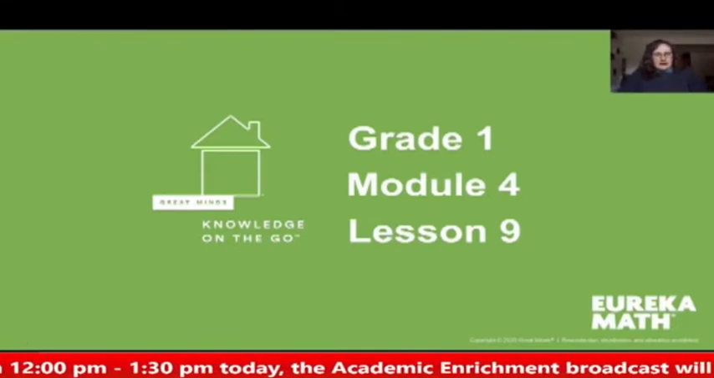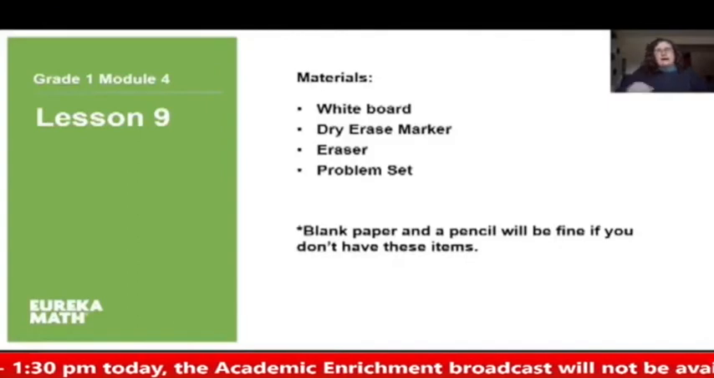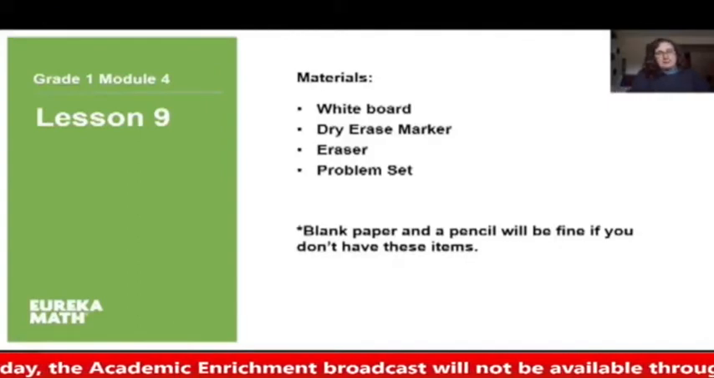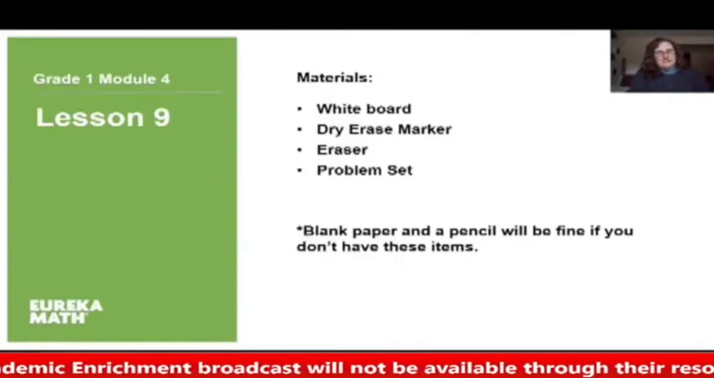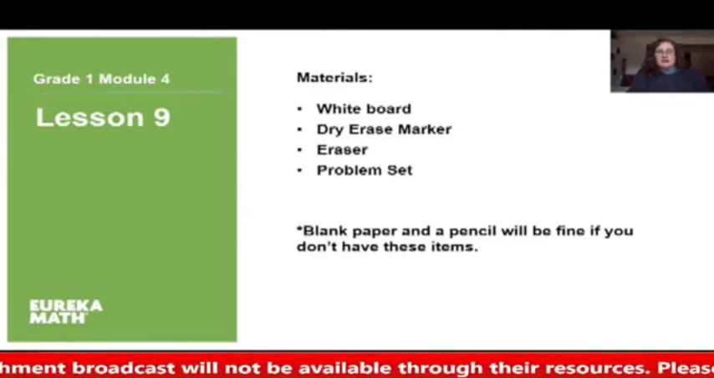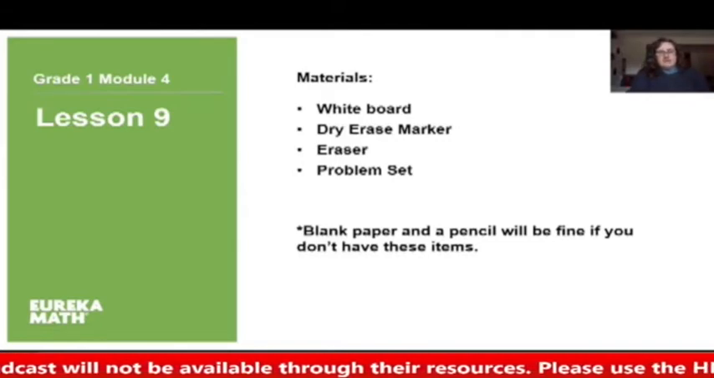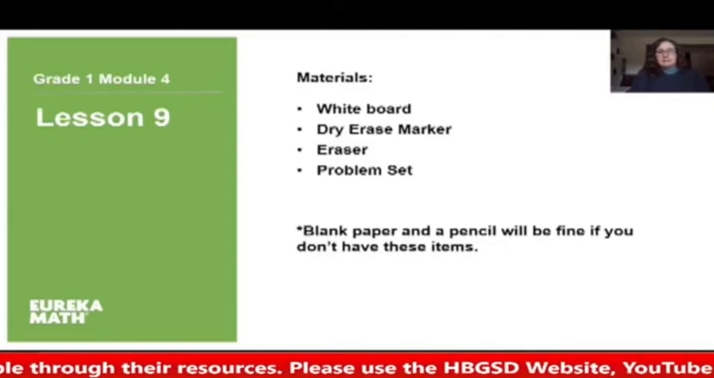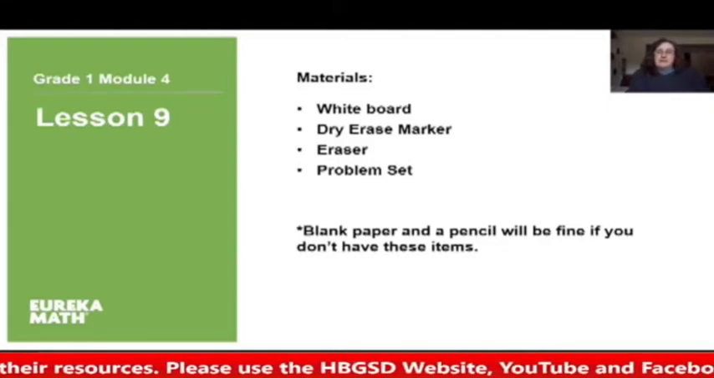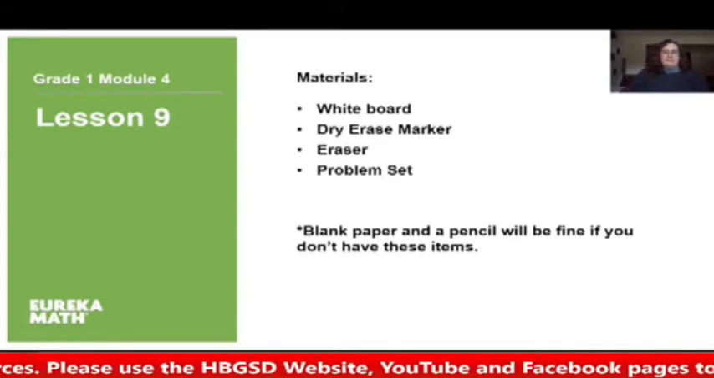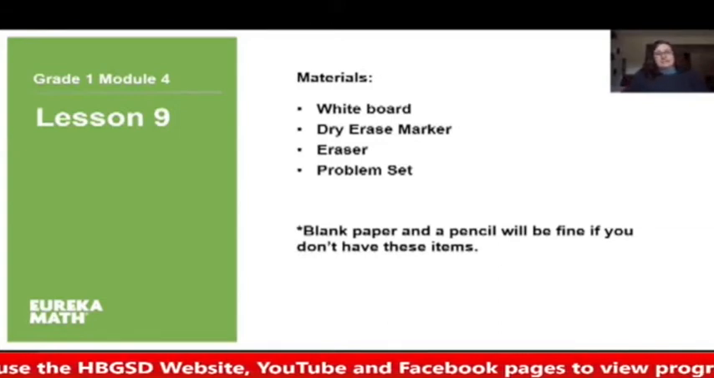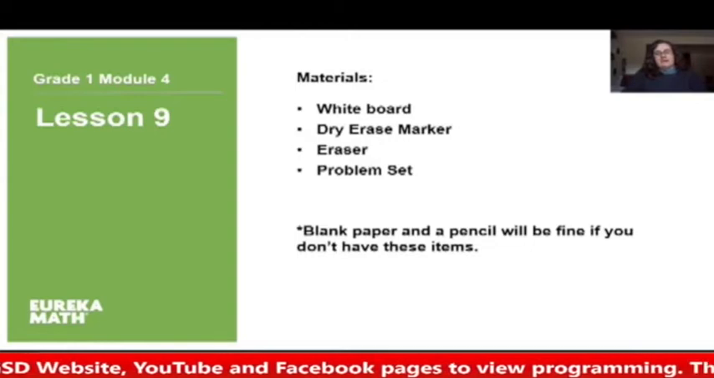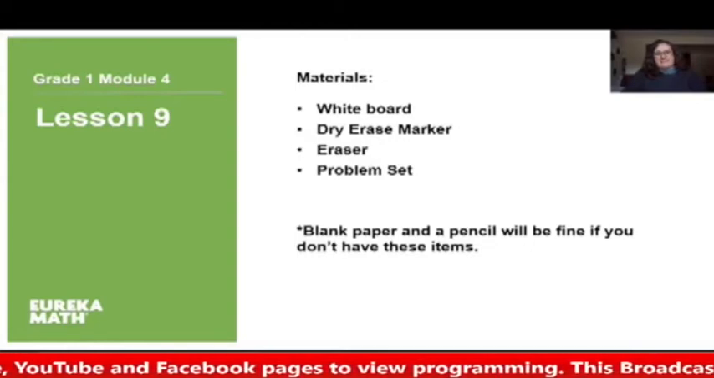We're going to be working on Grade 1, Module 4, Lesson 9. Before we get started, I'm going to ask that you ask a grown-up or by yourself, gather the following materials. You might want a whiteboard and a dry erase marker and an eraser, and the copy of the problem set. If you don't have those, go ahead and get some blank paper and a pencil. Hit pause while you gather these materials and hit play when you're ready. I'll be right here waiting.